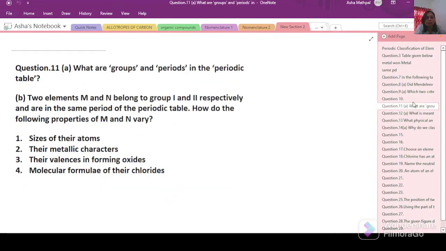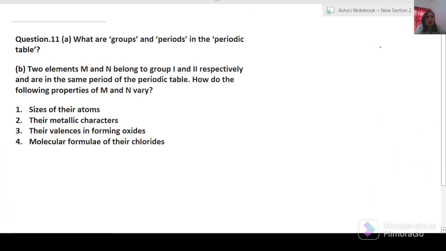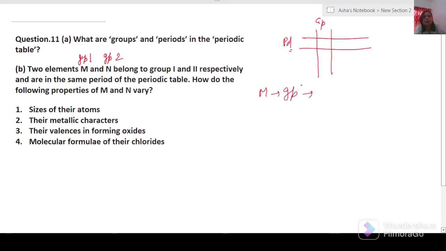11th question. What are group and period in the periodic table? The vertical columns are called the group and the horizontal rows are called the period. Two elements M and N belong to group 1 and 2 respectively. So M is in group 1, and N is in group 2. If it is in group 1, its valency will be 1, remember.